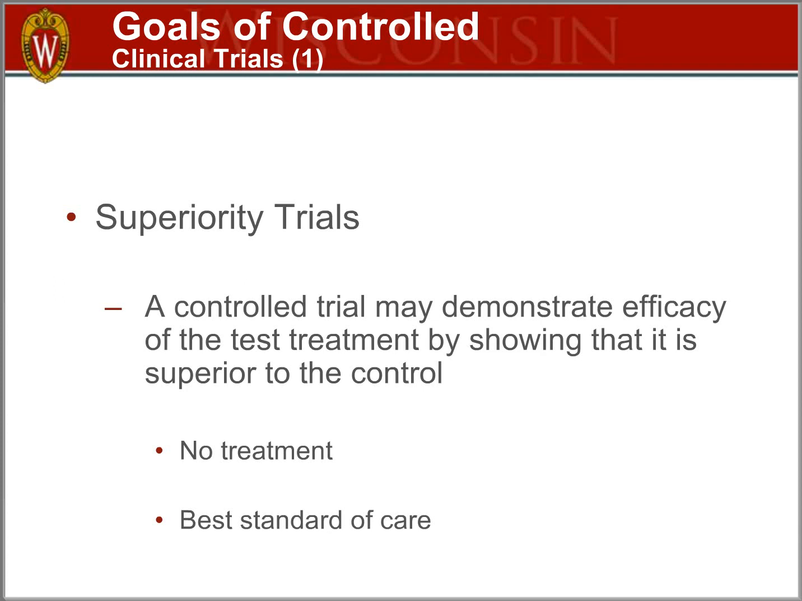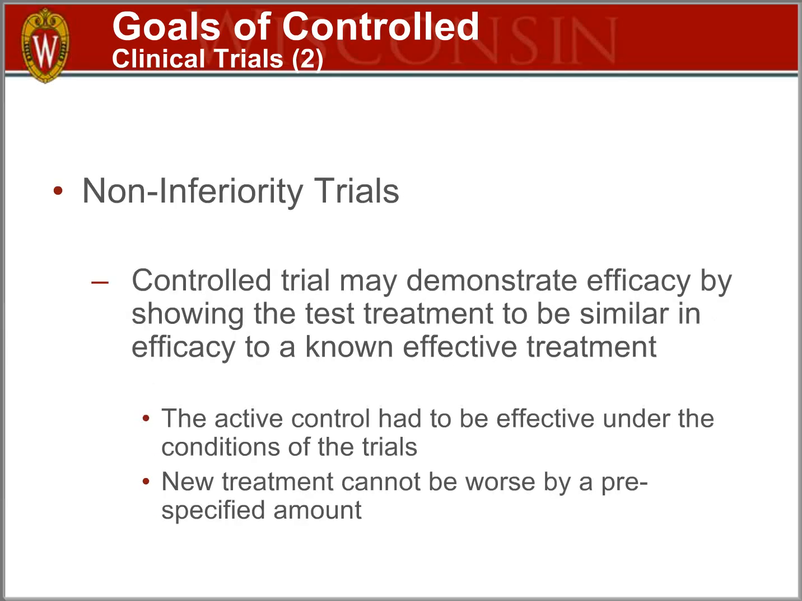In any case, we're trying to show that it's better than, superior to, the control. Another class of designs which we'll talk about is what's called the non-inferiority trial. Here, the control trial may demonstrate efficacy by showing that the test treatment is not so dissimilar to the efficacy shown by the known to be effective treatment. The active control, of course, had to be effective under the conditions of the trials in the first place.